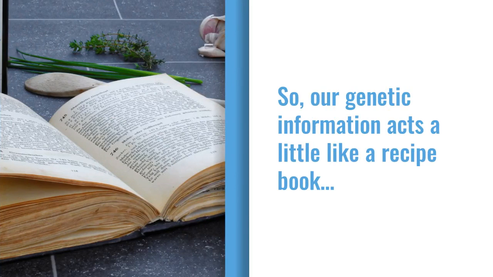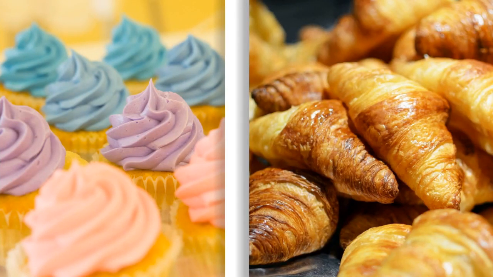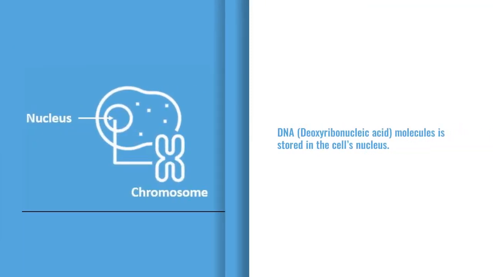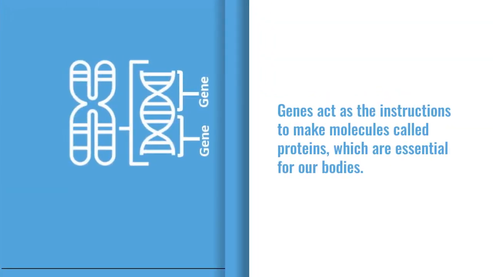So to put that a little bit more simply, our genetic information acts a little bit like a recipe book. Since following different instructions leads to very different outcomes. Cells store genetic information in DNA molecules, which are located in a part of the cell known as the nucleus. In order to fit the huge amount of DNA into the cell's nucleus, the DNA is wound up very tightly to form an X-shaped structure, which is known as a chromosome.